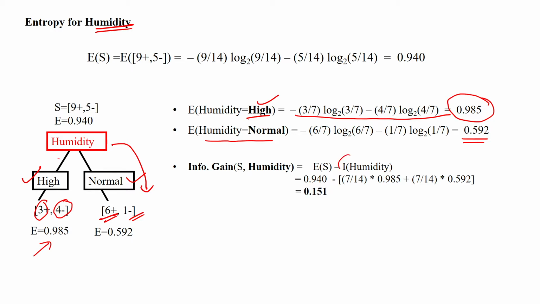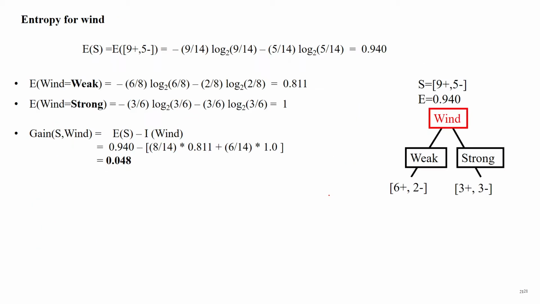Then you have to calculate the average information given by the humidity, which we calculate here. Then the information gain is 0.94, the entropy of the given data set, minus the average information from the humidity, which is 0.151.